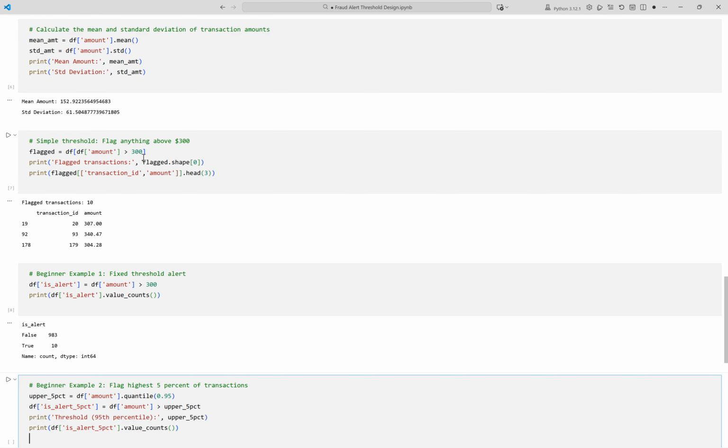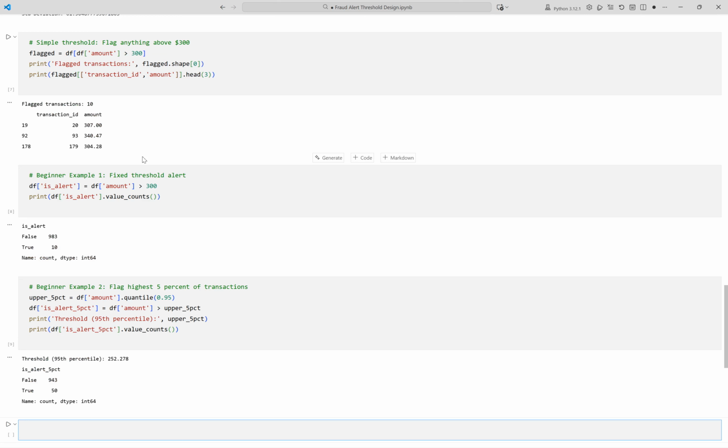Running the cell now. The output shows the 95th percentile threshold for transaction amounts is about $252, meaning transactions above this are unusually high. Notice that only 50 transactions exceed this limit, indicating the top 5% with potentially risky amounts. This helps set a data-driven alert level by focusing on the highest value transactions. Using percentiles adapts to the data and is often more flexible than a fixed number.